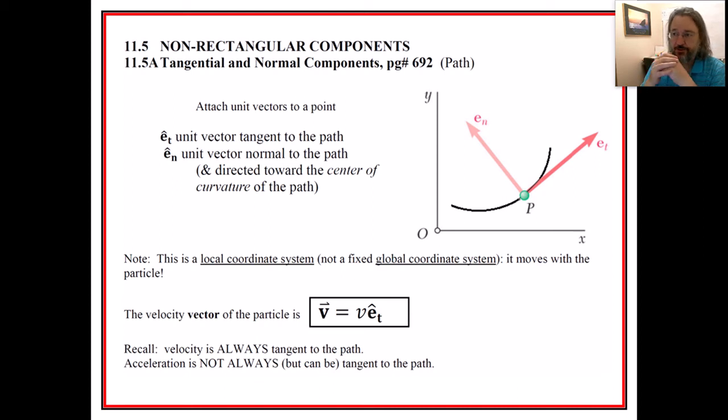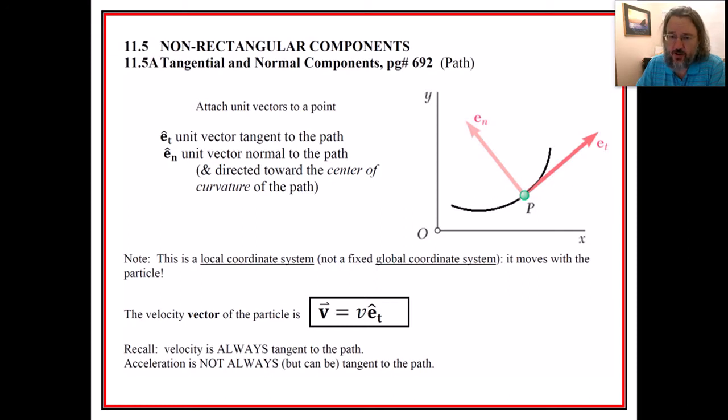Continuing on with class number 4, here is the hand waving part of the lecture, dealing with path coordinates, also called tangential and normal components. As mentioned before, in this coordinate system, the coordinate system is based on the orientation of the particle on a path, where the tangential coordinate unit vector is tangent to the path, which means that it's aligned with the velocity, because remember, the velocity is always tangent to the path.